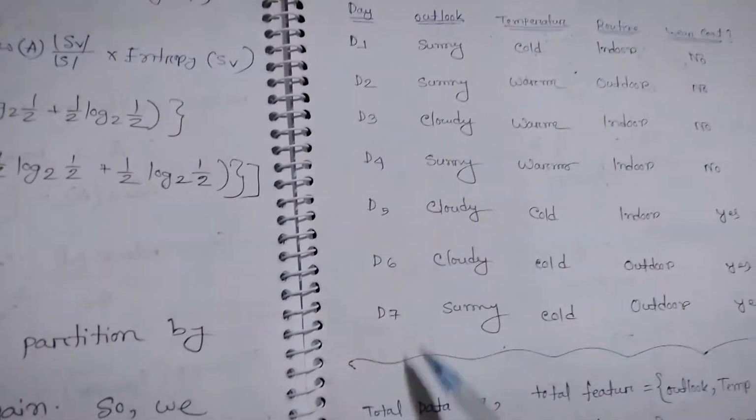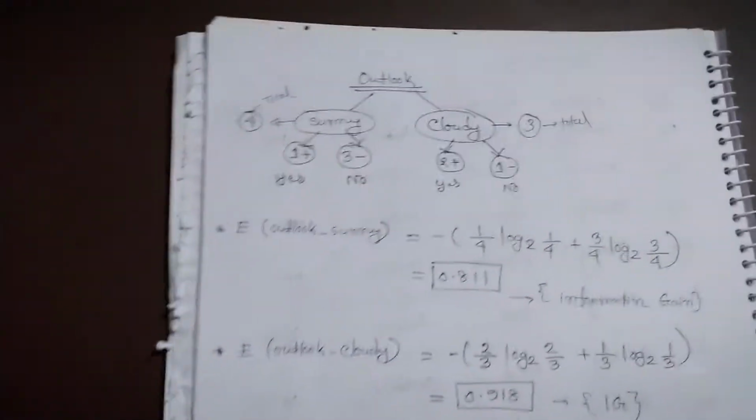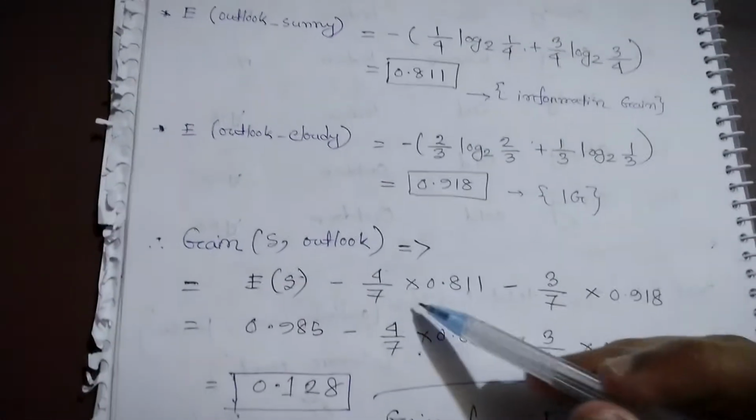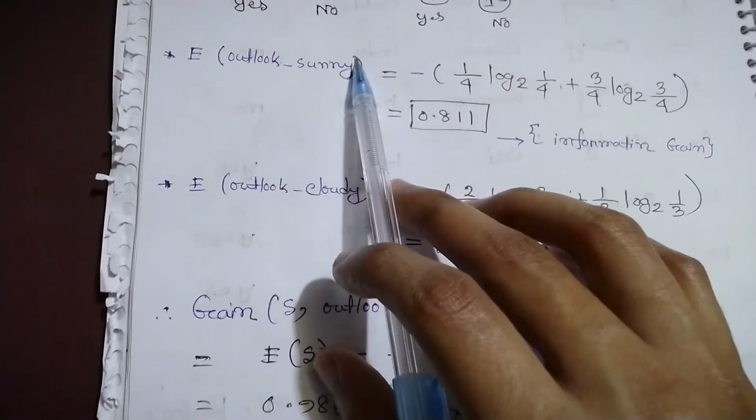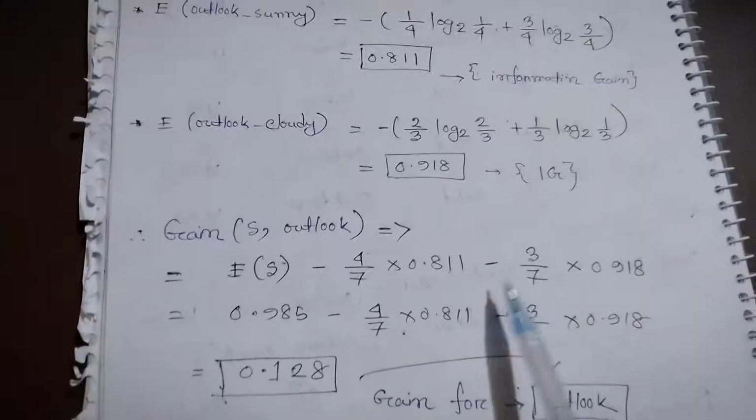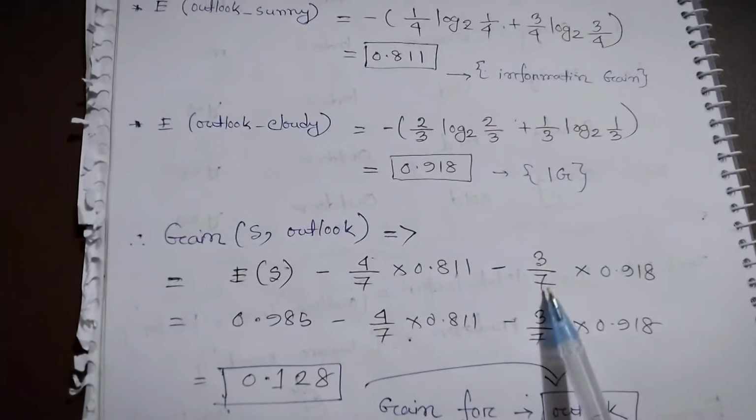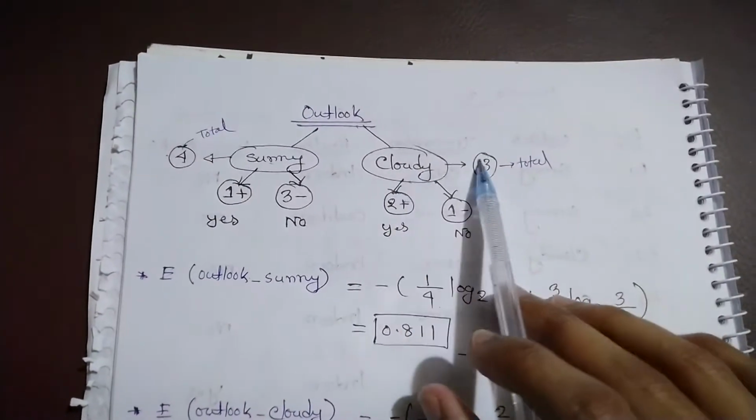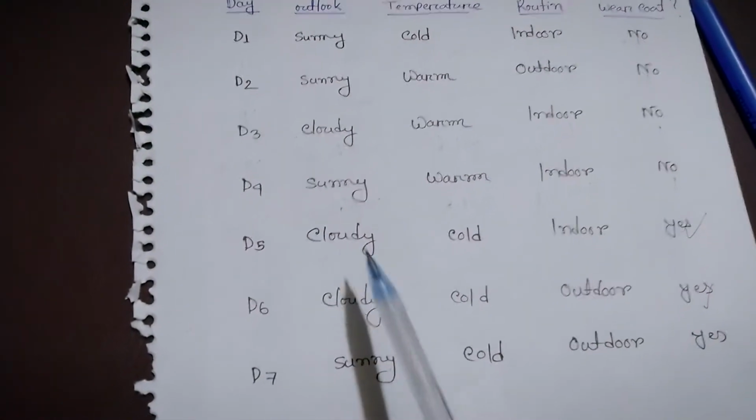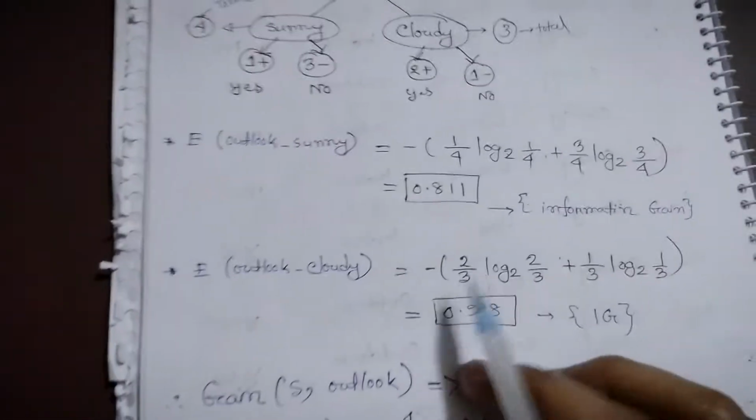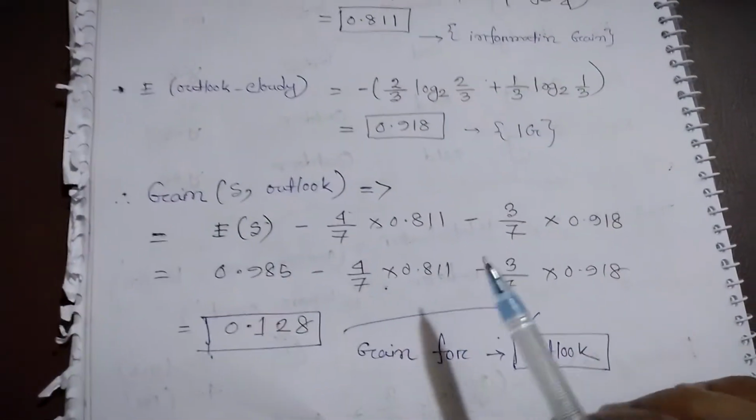The total data set is this one, because we have a total of 7 items, and out of them 4 are sunny. So times 0.811, the entropy we get from sunny, minus 3 by 7. 3 is the number of clouds. The number of clouds we have is 2 plus 1, which is 3 clouds. Let's see, 1, 2, 3. Out of 7 we have 3 clouds.